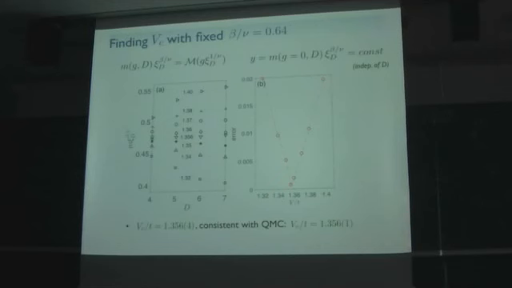Here's another example where we fix beta nu to the known value and try to find the critical coupling. For the right critical coupling, this quantity here is going to be a constant, right? If G equals 0, it will not depend on D. So we try to find the best value for the critical coupling such that we obtain a flat curve. And you see we obtain something which is more or less flat here for a value which is consistent with the quantum Monte Carlo result.